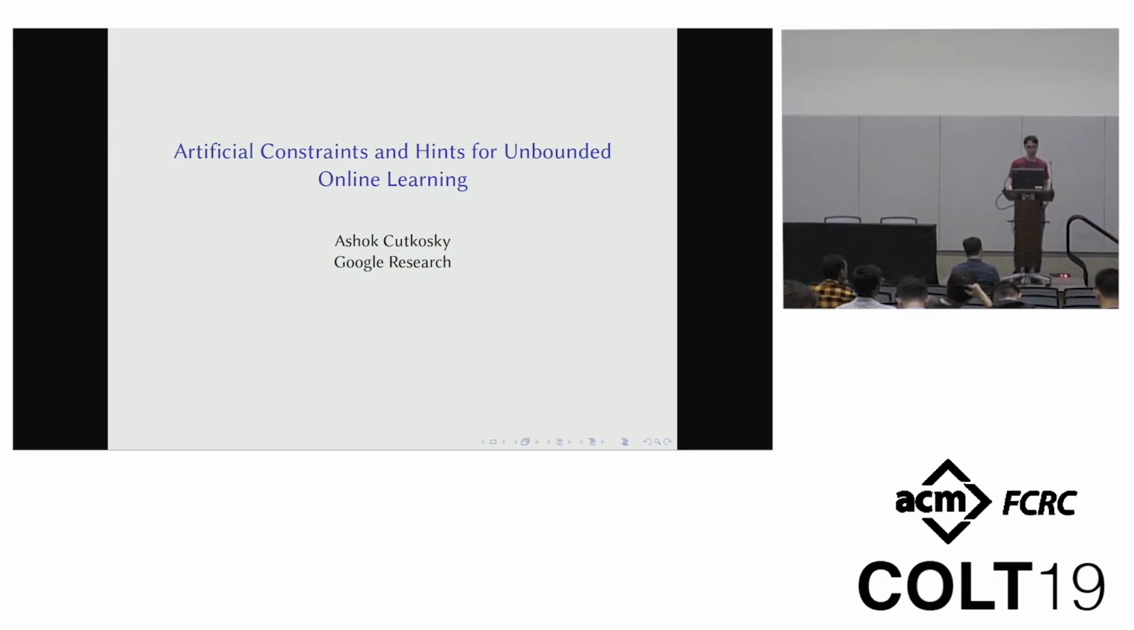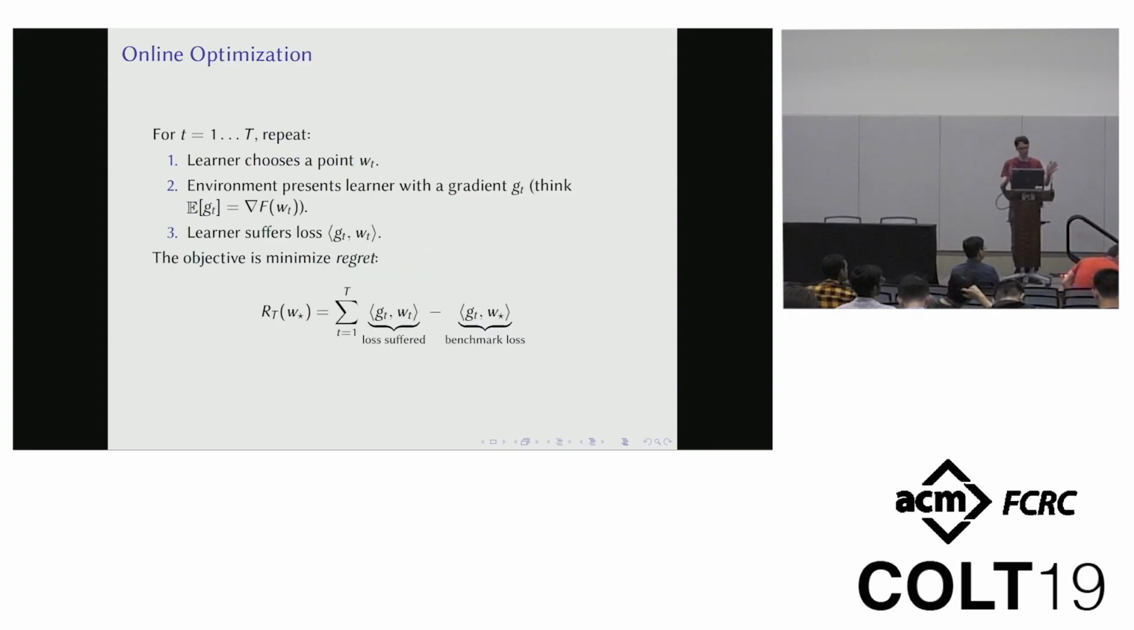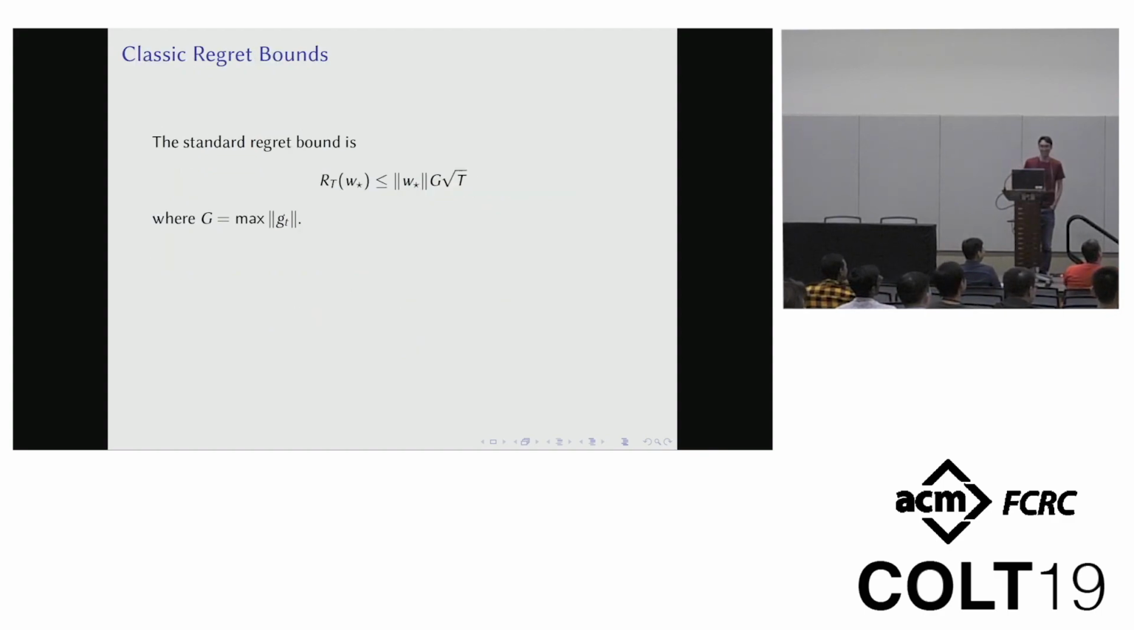All right. So this is, again, about online learning, but it's going to be a slightly different problem. So this slide is identical. We're still doing online learning. OK, great. So the classic online learning regret bound is norm of W star times G times square root of T. And we can get this using online gradient descent.